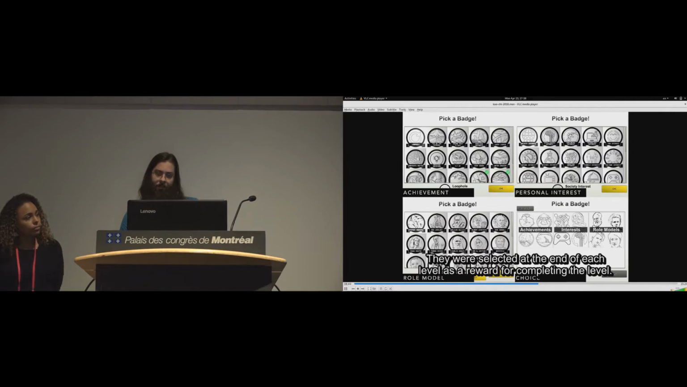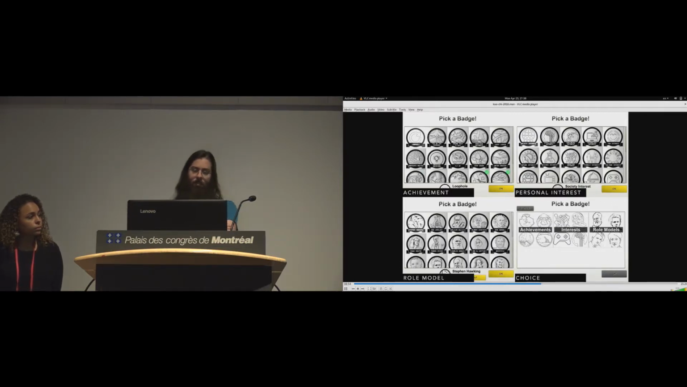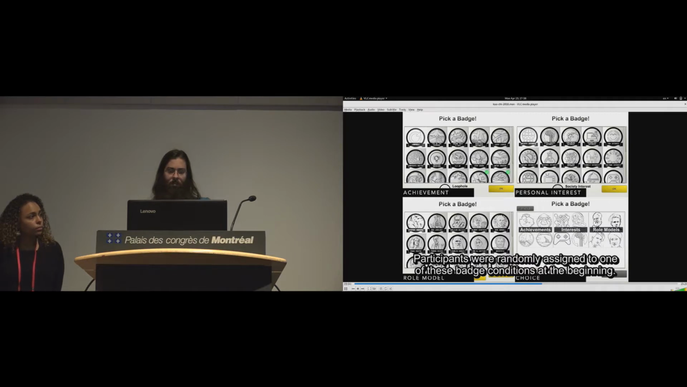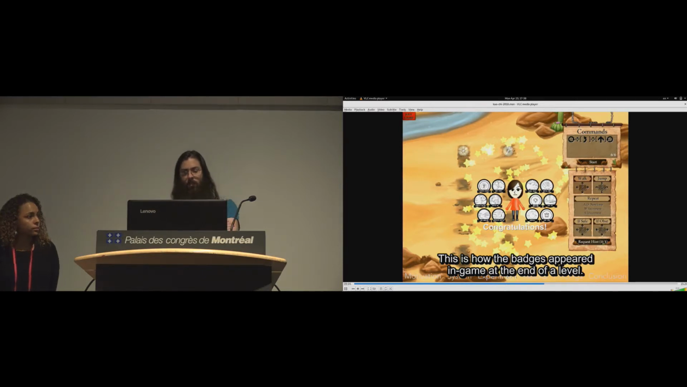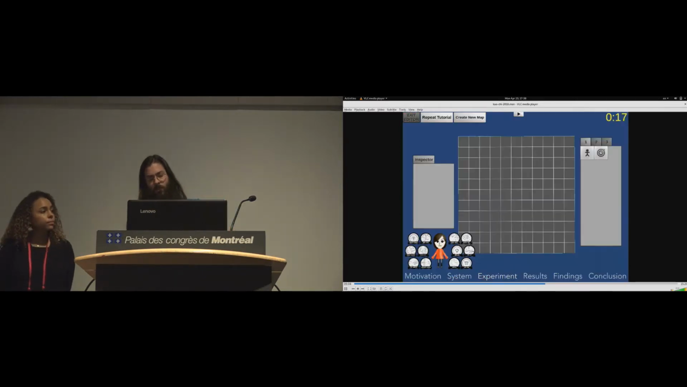They were selected at the end of each level as a reward for completing the level. There was also a no badges condition in which no badges were present. Participants were randomly assigned to one of these badge conditions at the beginning. This is how the badges appeared in-game at the end of a level. This is how the badges appeared in the editor.